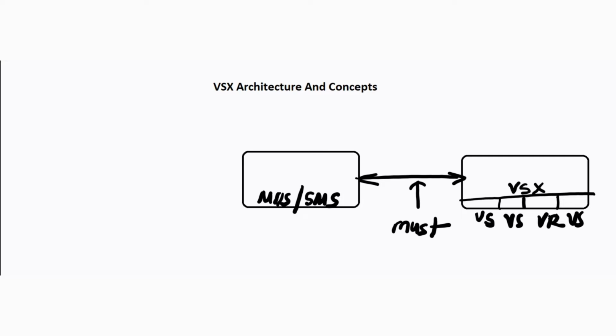We are going to talk about all these VSX virtual devices later on, but for now consider these are the virtual systems which require a configuration to be deployed to work. Now the important points: we talk about the connectivity between the VSX gateway and the management server, or you can say the important nodes which you need to always keep in mind.